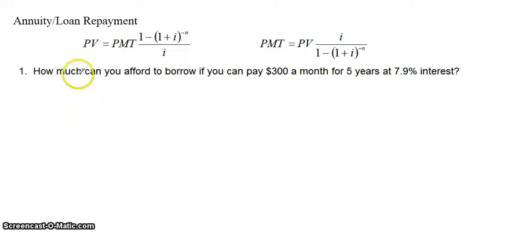These are the same two formulas we've had before, but one of them is solved for PV, and the other one is solved for the payment. So in the first question: how much can you afford to borrow if you can pay $300 a month for 5 years at 7.9% interest? This is a typical car loan. They're asking how much can you afford to borrow, which means they're asking you to solve for PV.